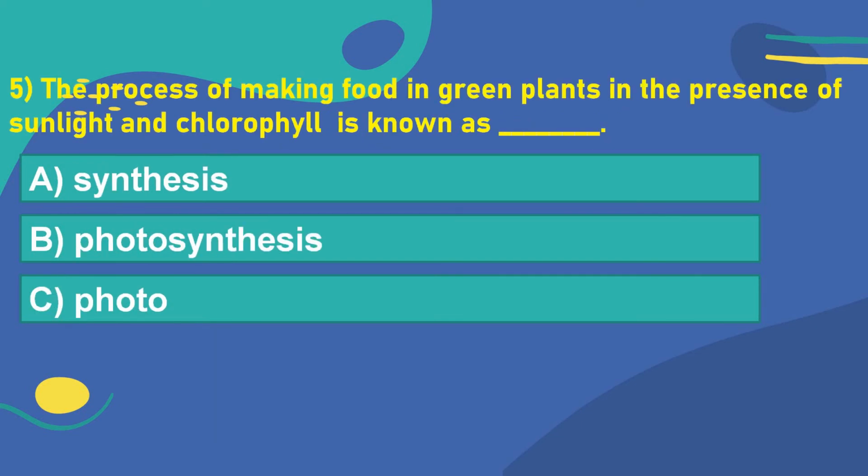The fifth question is, the process of making food in green plants in the presence of sunlight and chlorophyll is known as dash. Option A, synthesis. Option B, photosynthesis. Option C, photo. Think of the answer. Your time starts now. 5, 4, 3, 2, 1, 0.